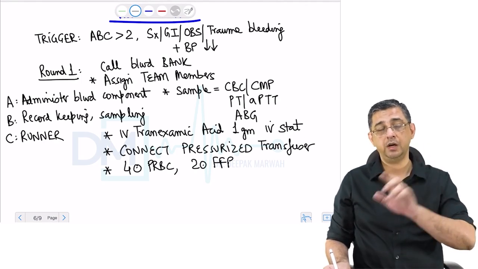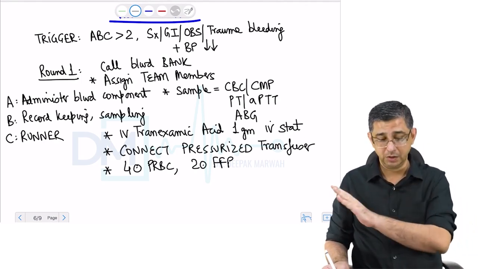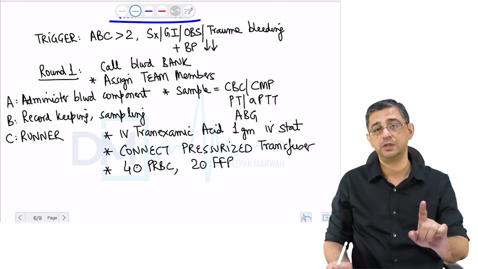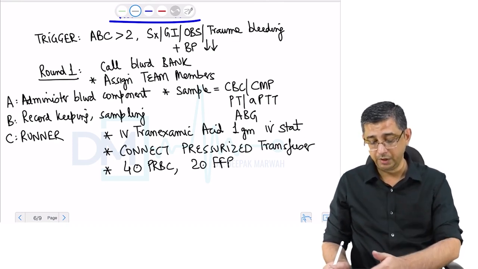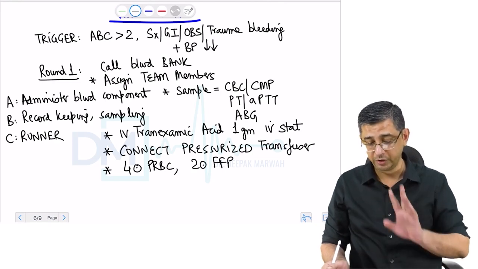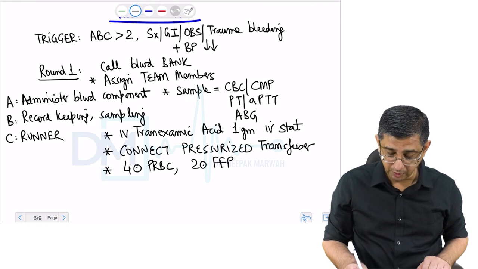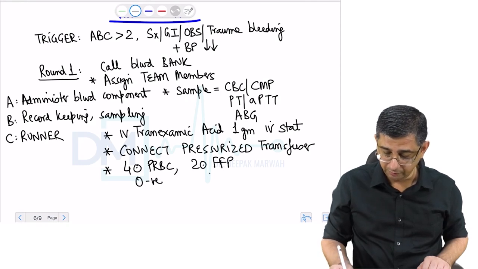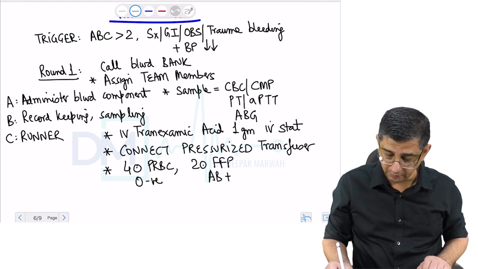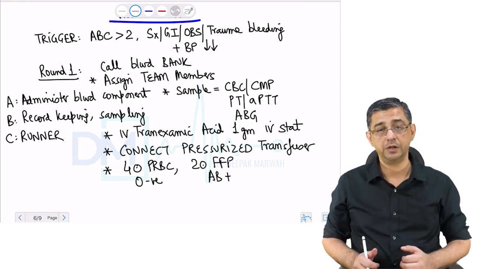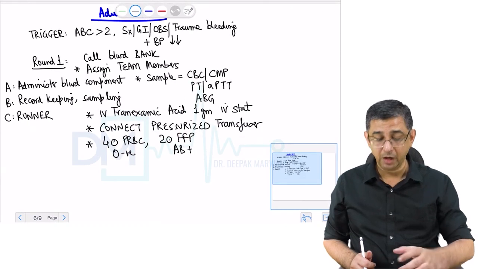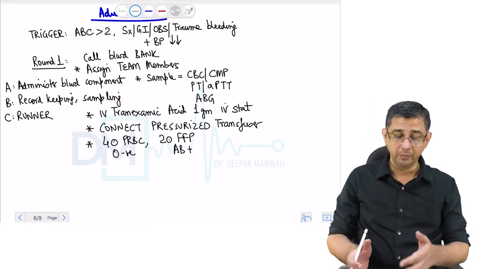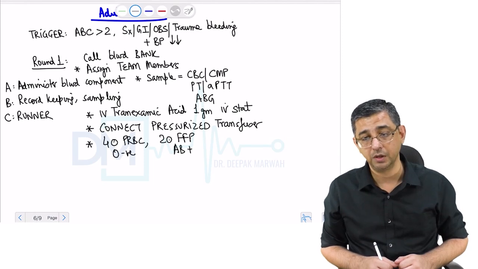Remember, from the blood bank I obtained a bag containing 666, but in round 1 I will not give all 666. I will give 4 units of packed RBCs and 2 units of fresh frozen plasma to the patient. The packed RBCs will obviously be O negative, fresh frozen plasma would be AB positive, and once we give these to the patient, I will most of the time have a recovery, in a sense that the bleeding might significantly reduce in the patient.